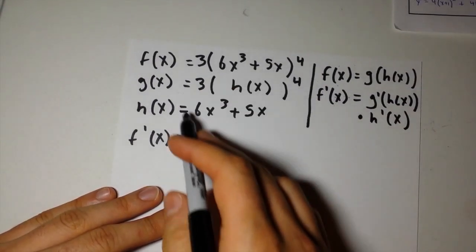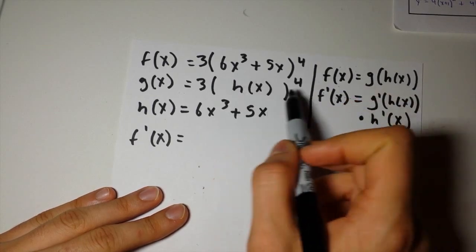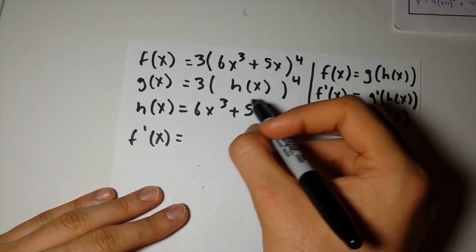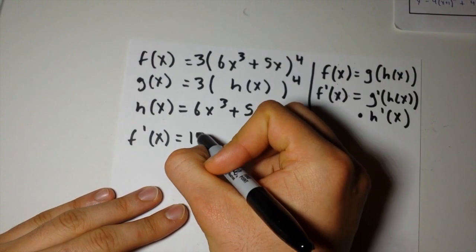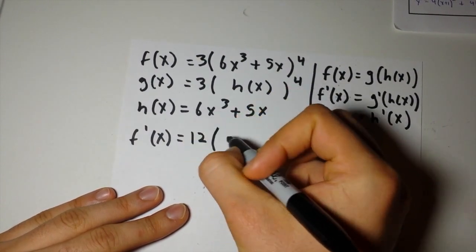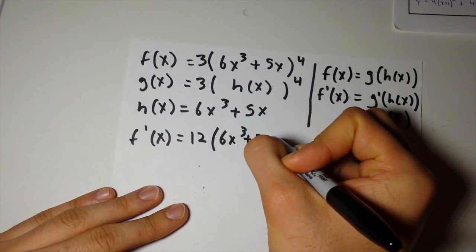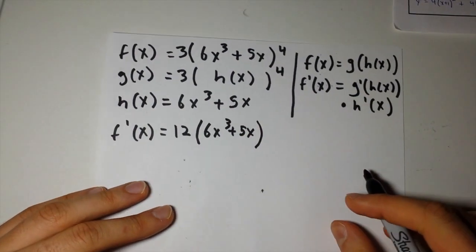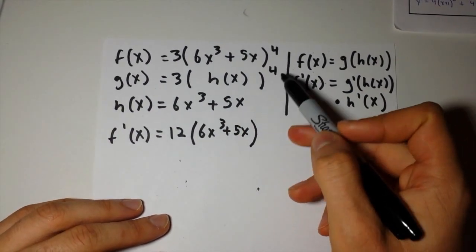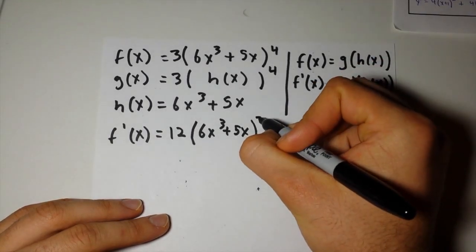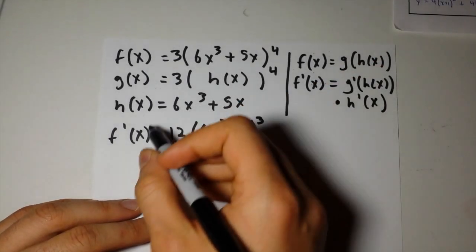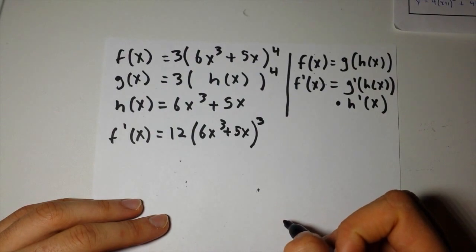So now we're going to take our g prime first. So we can see our h of x remains in here. And so we're going to go 3 times 4 will give us 12 on the outside. We're going to plug our h of x inside, 6x cubed plus 5x. And we know the property of the power rule where this becomes n-1. So 4 minus 1 will give us 3 on the top. And this is the first term of our chain rule.